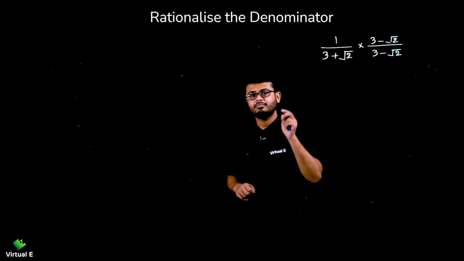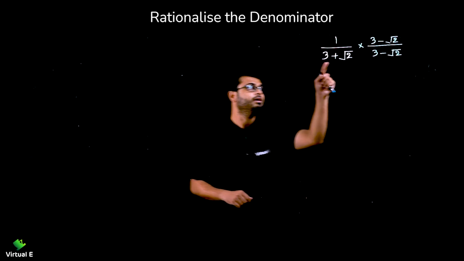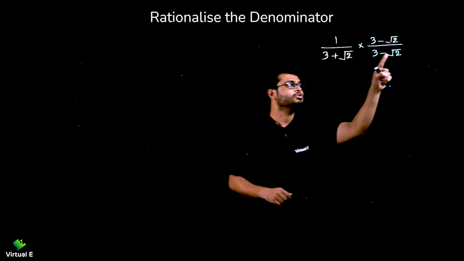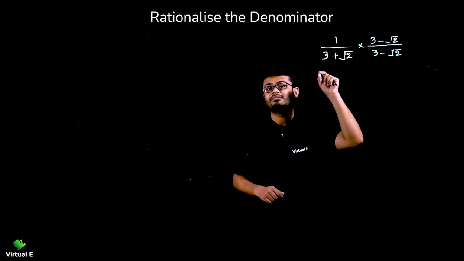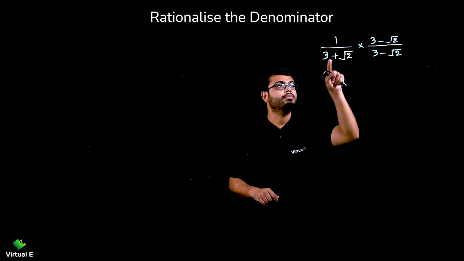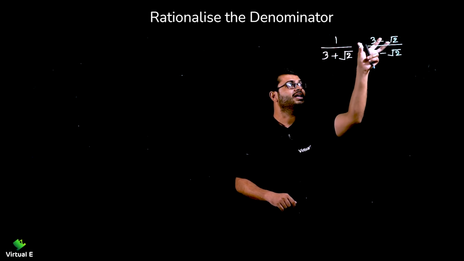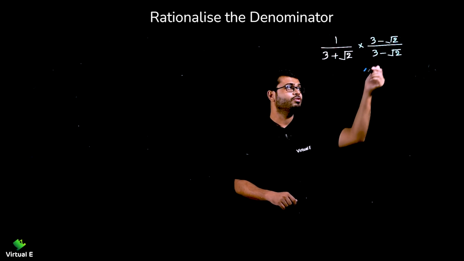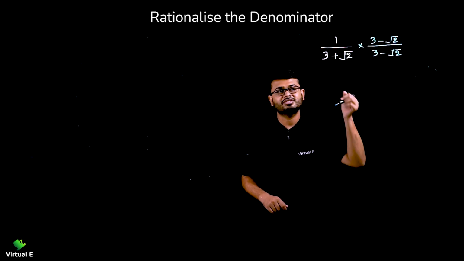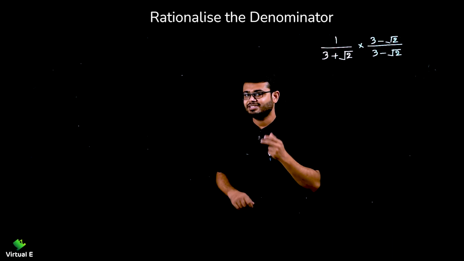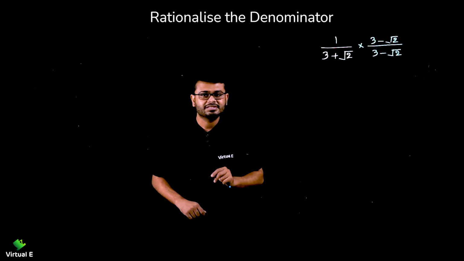Okay. See, the numbers are the same only. 3 here, so 3 as well. Root 2, so root 2 as well. But only the middle sign is changed. Plus, so we have written minus over here. And the same term should be there in the numerator as well. So if you want to do cancellation, yes, you can do cancellation, and this is going to remain as it is. Simple. Now let's discuss the second step.